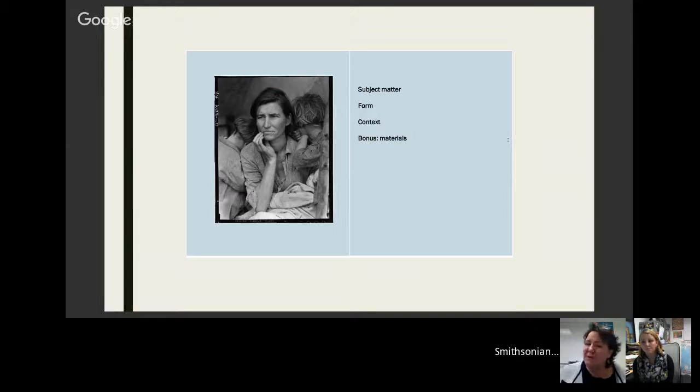Do you know this photograph? Have you seen it before? Do you happen to know its common name? So if we just look at that briefly, you might know that it's often called Migrant Mother. If we examine what we can see in the photograph, we can see a woman. She has 2 small children. And in fact, she's holding an infant, if you can see on the right-hand side.